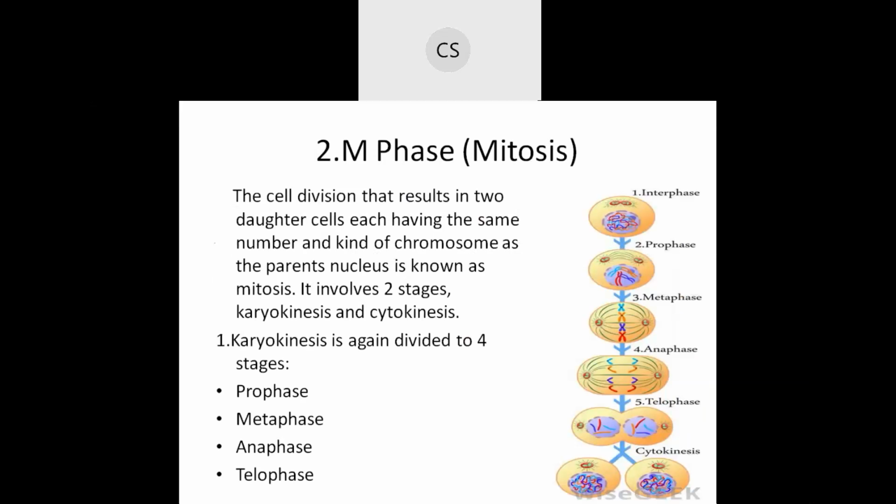Let us now look at the M phase, also known as the mitosis phase. The cell division that results in two daughter cells, each having the same number and kind of chromosomes as the parent nucleus, is known as mitosis. It involves two stages, karyokinesis and cytokinesis. Karyokinesis means division of the nucleus and cytokinesis means division of the cytoplasm. Karyokinesis comprises four stages: prophase, metaphase, anaphase, and telophase.